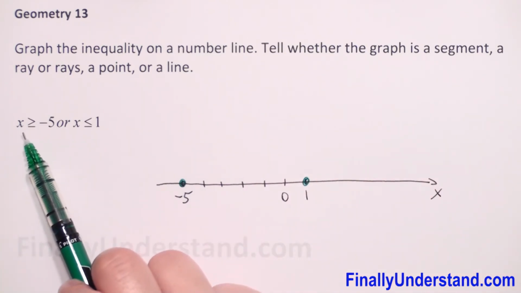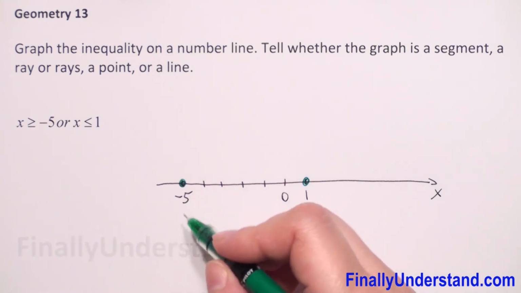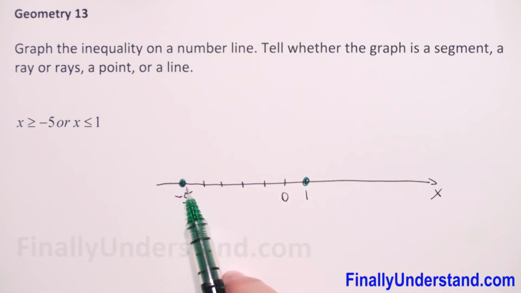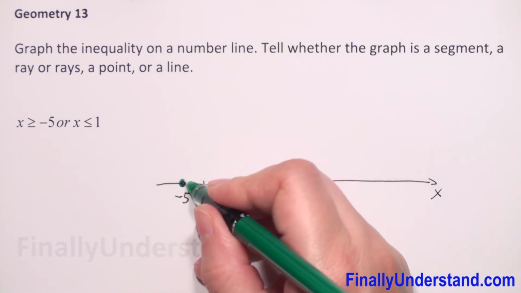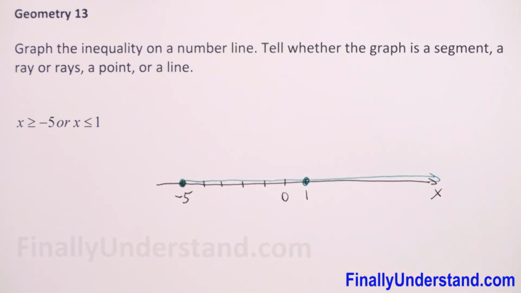The first inequality is x is greater than or equal to -5. Values greater than -5 we have on the right side of -5, so we are going to positive infinity.